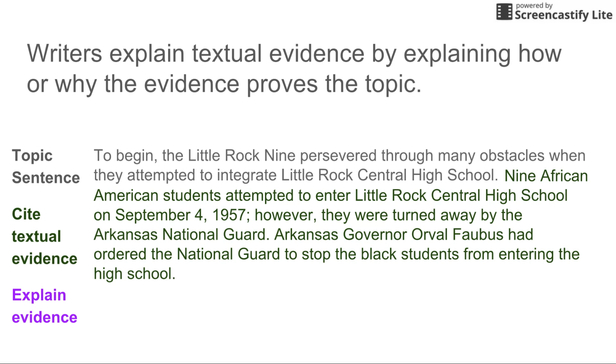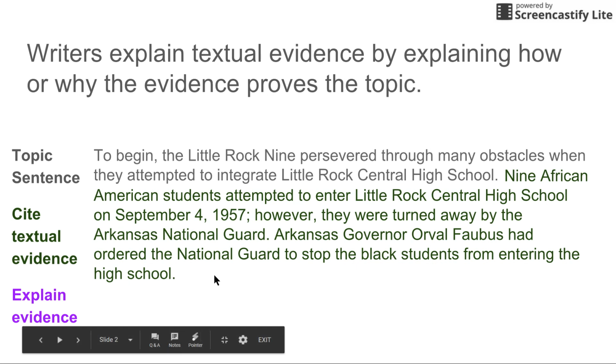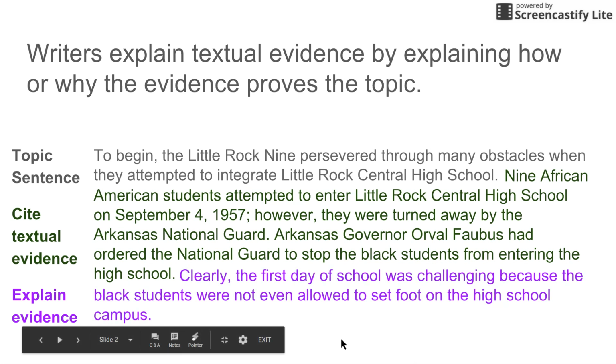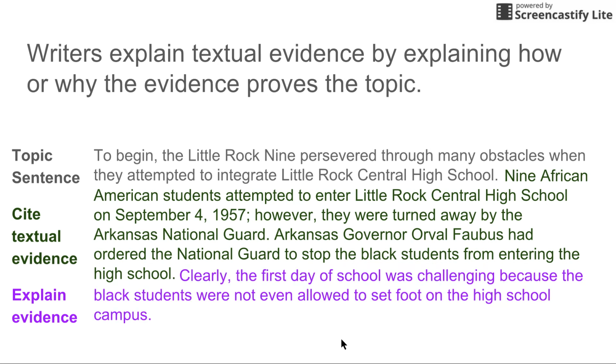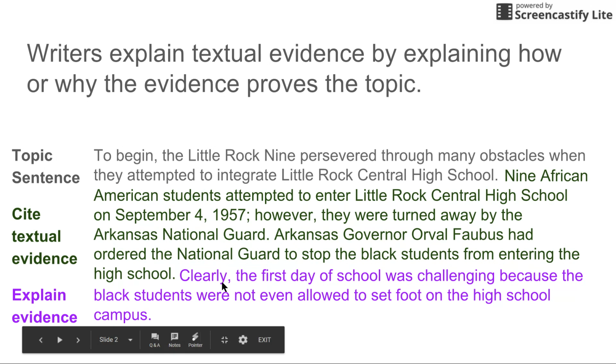So the words that are coming out of my mouth, I'm going to write on paper. And I think the end result of my explanation is, clearly the first day of school was challenging because the black students were not even allowed to set foot on the high school campus. Writers explain textual evidence by explaining how or why the evidence proves the topic. So in purple, I have my explanation of the evidence. I'm basically telling the reader and just reminding them, yep, the events of September 4th were challenging. It was an obstacle the students had to overcome.